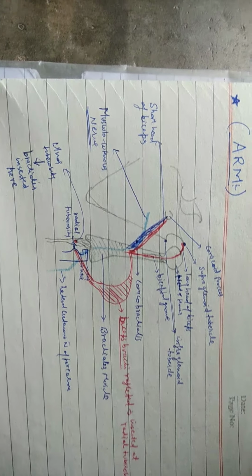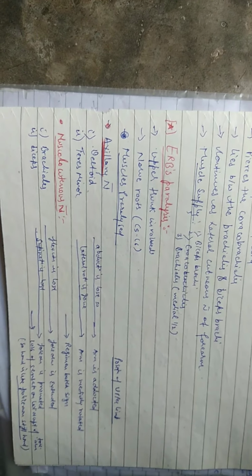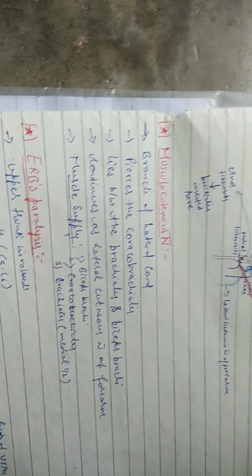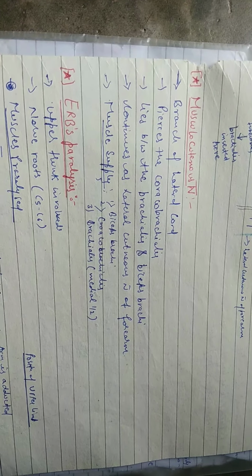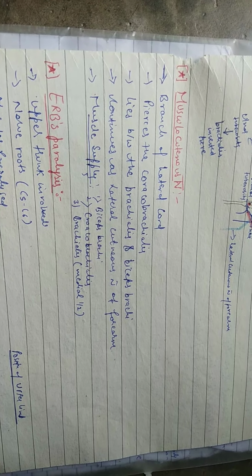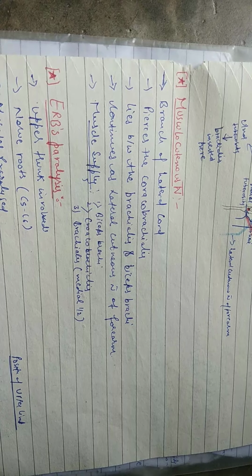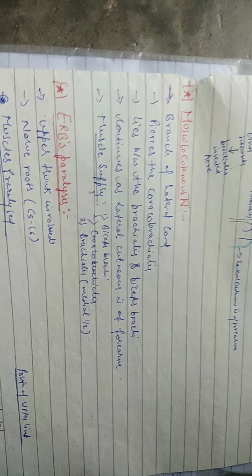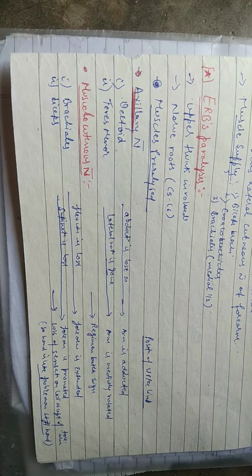Now we'll see individually something about the musculocutaneous nerve, Erb's paralysis, and the structures which are involved in Erb's paralysis. So musculocutaneous nerve, it is a branch of lateral cord. It pierces the coracobrachialis. It lies between the brachialis and biceps brachii, and continues as lateral cutaneous nerve of forearm. The musculocutaneous nerve supplies the muscles biceps brachii, brachialis, medial half.